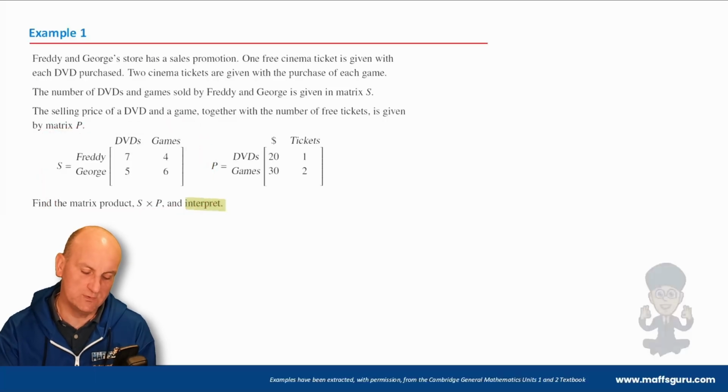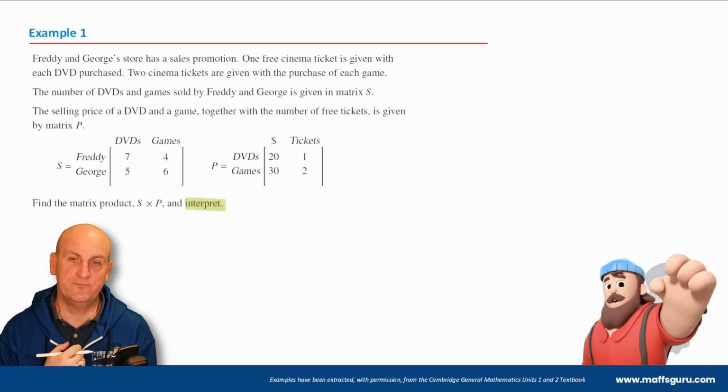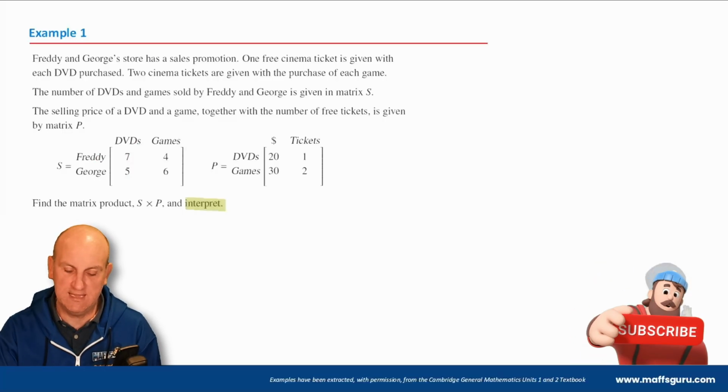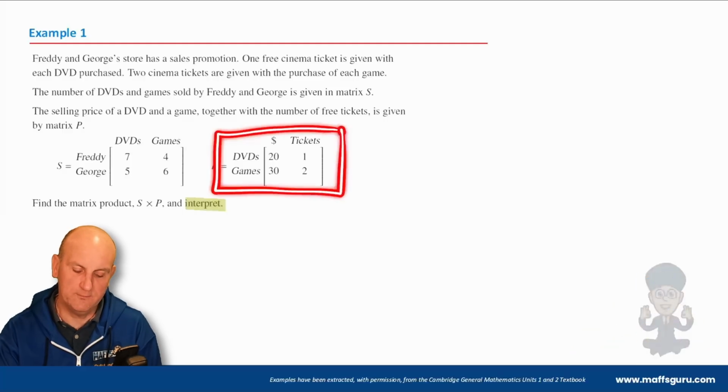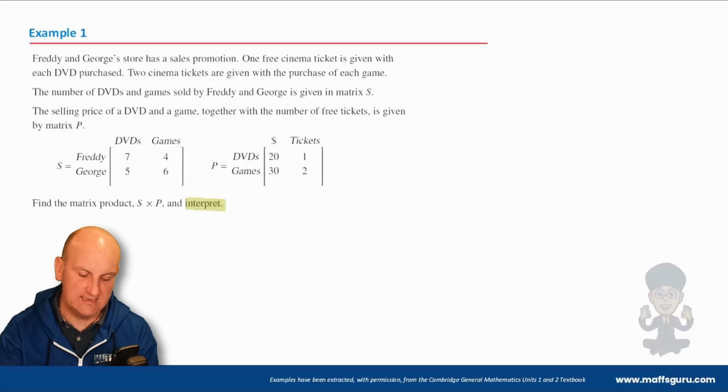And what do we notice? We've got labels here, labels there, and we've got some numbers. So what does a 7 stand for? Well, Freddie sold 7 DVDs. The selling price of a DVD and a game together with the number of free tickets is given by matrix P. There we go, P has labels here, labels there, and we've got some numbers as well. Find the matrix product S times P and interpret.